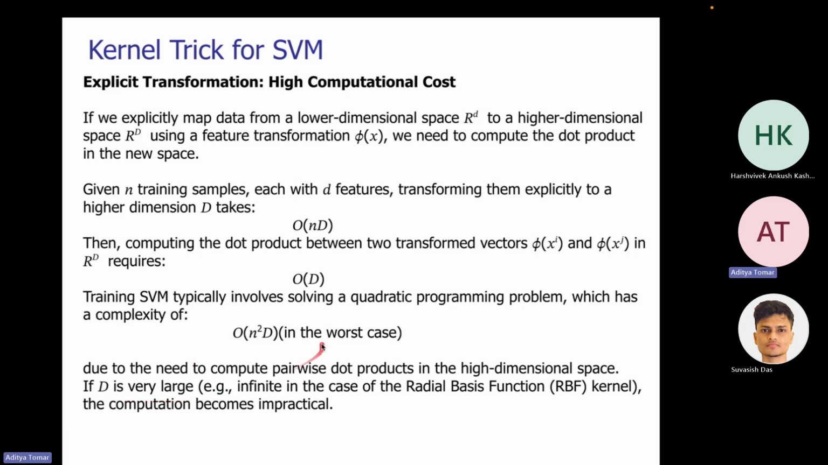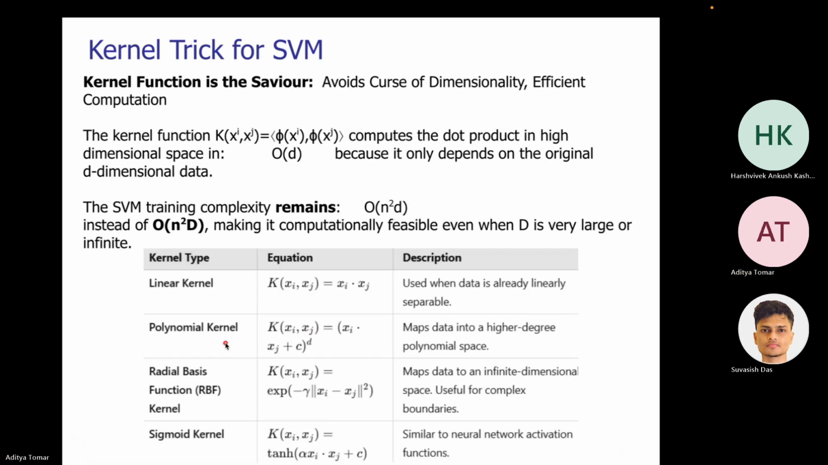Sometimes D can be very, very large, particularly in the RBF kernel, which we'll discuss. The RBF kernel uses the bell curve, the normal distribution, and its dimension is infinite. So this computation will be really large. Sometimes it cannot be solved even in linear time; not even linear time, in quadratic time also you cannot solve it.